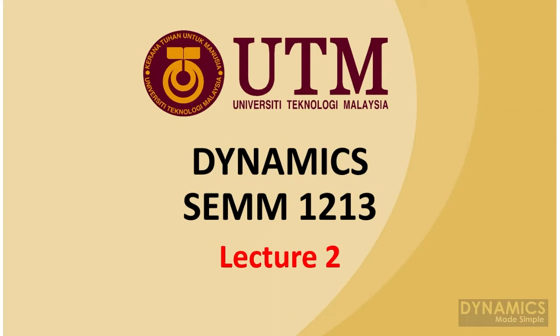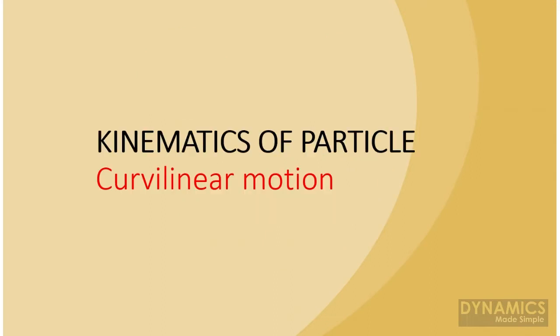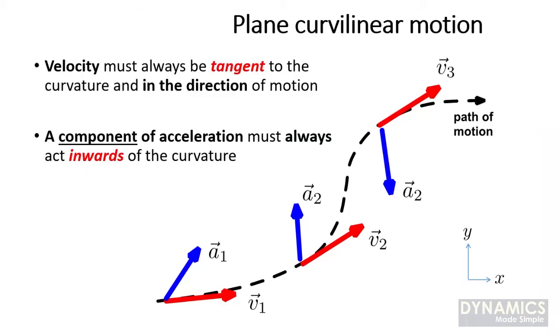Let's talk about curvilinear motion, a subtopic in the kinematics of particle. Consider a particle moving on a curved path in a two-dimensional plane. There are two main observations for the motion parameters that describe this motion.